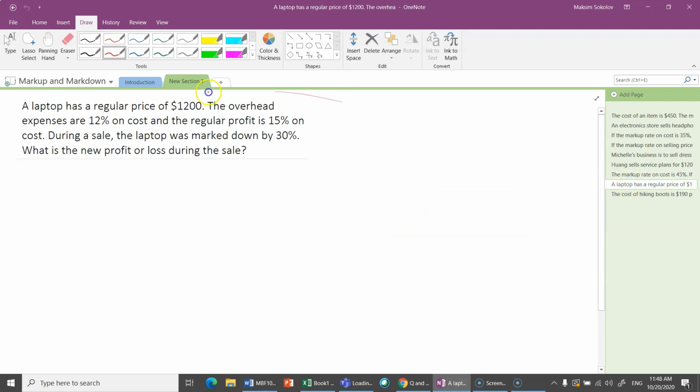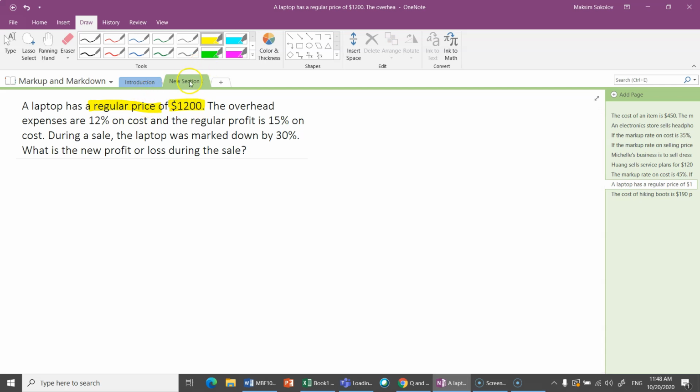Our next problem is this. A laptop has a regular price of $1,200. The overhead expenses are 12% on cost, and the regular profit is 15% on cost. During a sale, the laptop was marked down by 30%. What is the new profit or loss during the sale? In this case, we are talking about a regular selling price. So we have a regular selling price, $1,200.